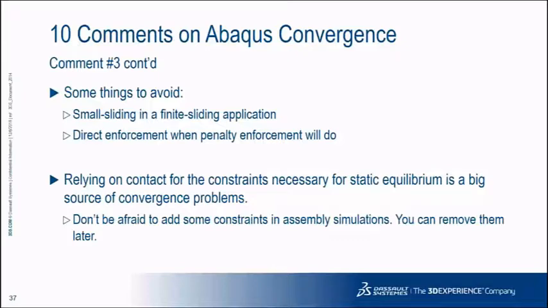So don't be afraid to add some extra constraints. You might try contact control stabilize type command. I prefer to add constraints with spring elements or extra boundary conditions. You can always remove these extra constraints later as you get the structure to come into equilibrium with the contact.